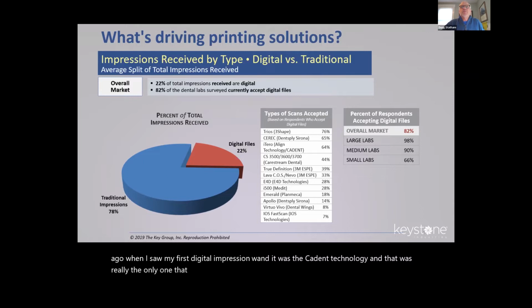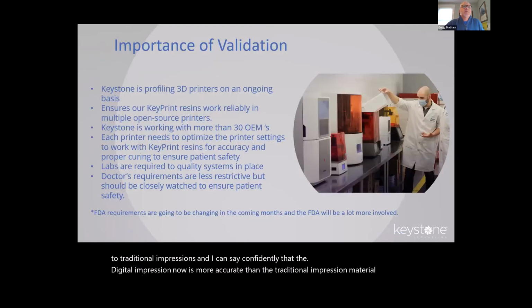And now there's probably 40 different ones in this space. So prices come down significantly on these, which is driving the use of them, but also the accuracy that these things can provide. There's been a few studies done now comparing it to traditional impressions, and I can say confidently that the digital impression now is more accurate than the traditional impression material that we'd used.